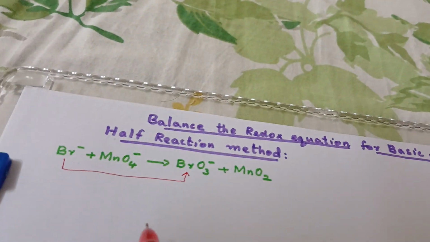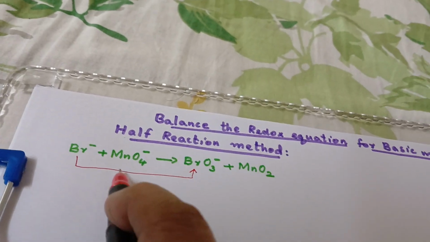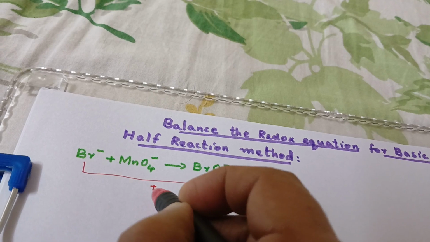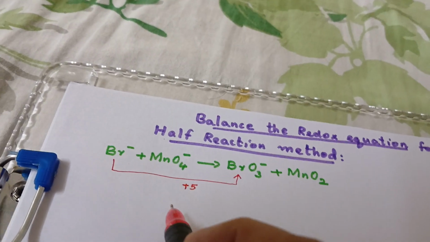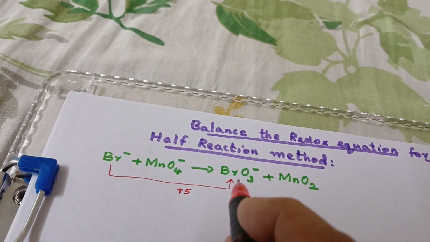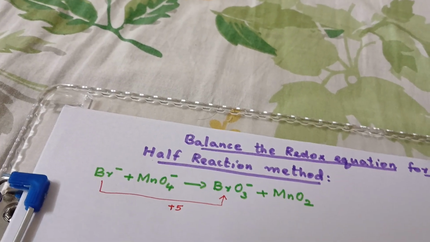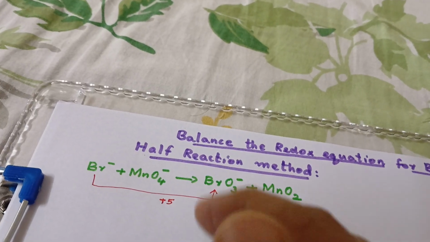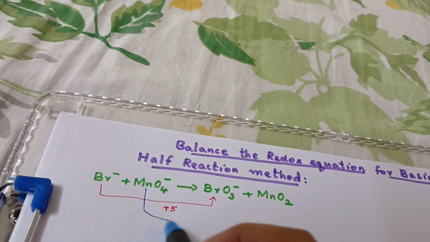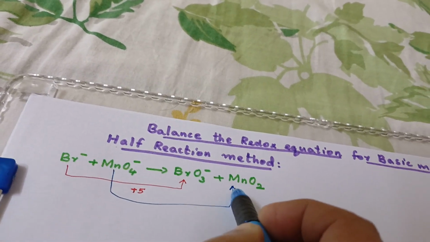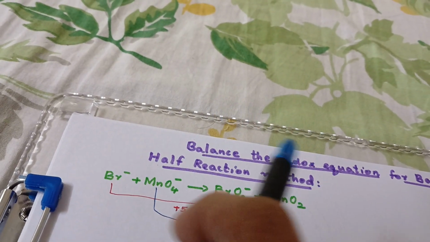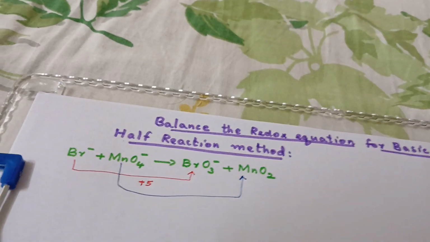So the oxidation number of bromine is changing from bromide to bromate. It is changing by plus 5. There is an increase in oxidation number. So this is the oxidation half reaction. In the next one, that is MnO4 minus giving MnO2, both are having Mn. So that is another way in which we will find out which entities to be taken in one equation.